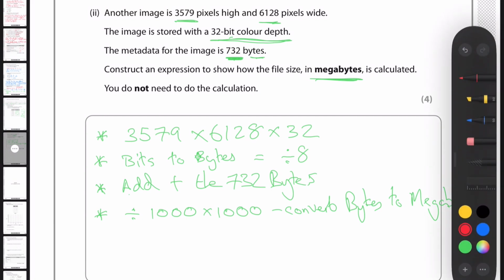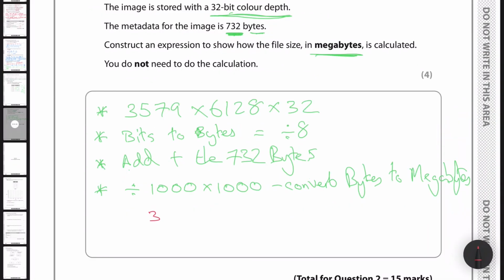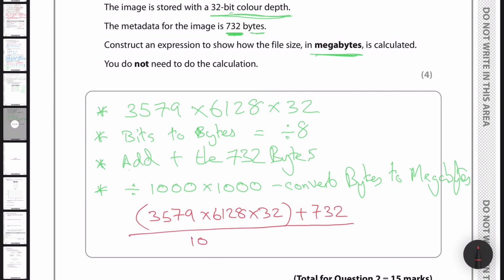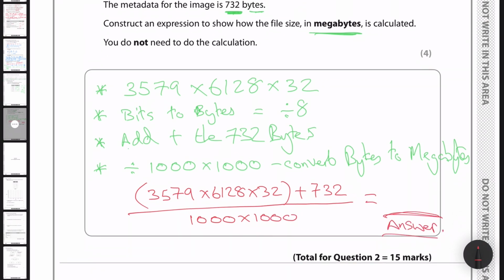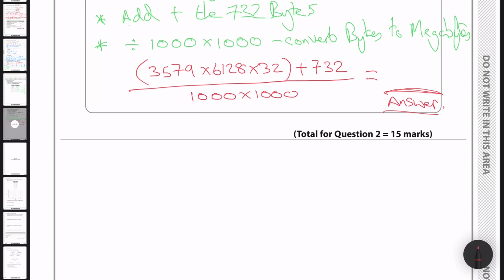Okay, so it would look something like, if I was to do this as a formula, let's do this in a different color, I would have 3579 times 6128 times 32 plus 732 divided by 1000 times 1000. Okay, and again that would give us a total for question 2 of 15 marks.